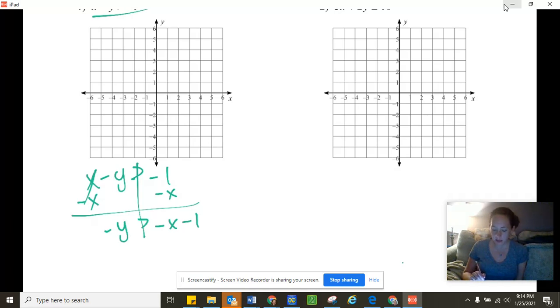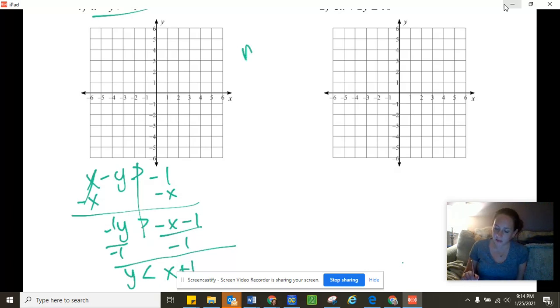Then to get y by itself, I'm going to divide by -1, because if there's nothing there, it's like a 1. Then I'm going to divide everything on this side by -1. But since I'm dividing by a negative, my inequality symbol is going to change direction. So it's going to become y is less than positive x plus 1.